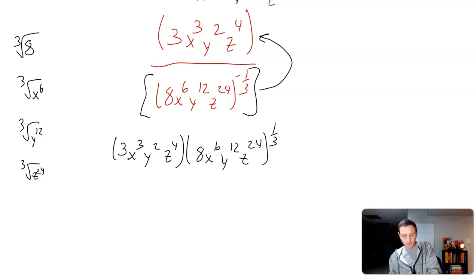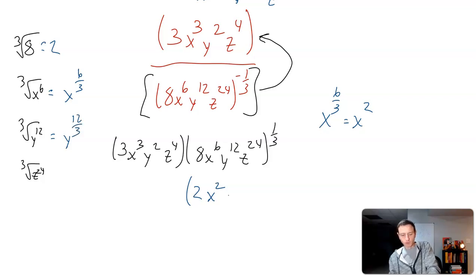So I'm just going to deal with this. The cube root of 8 is 2, so this will be 2. X to the 6 over 3, which is going to be x squared, so 2x squared. Y to the 12 over 3, which is going to be y to the 4th, 12 divided by 3 is 4. And then z to the 24 over 3. 24 divided by 3 is 8. So I end up with all of that.